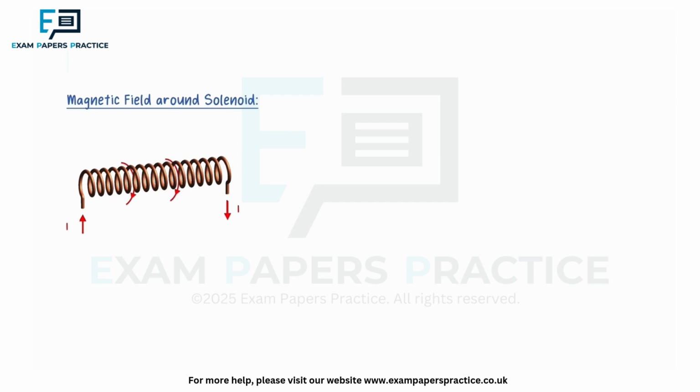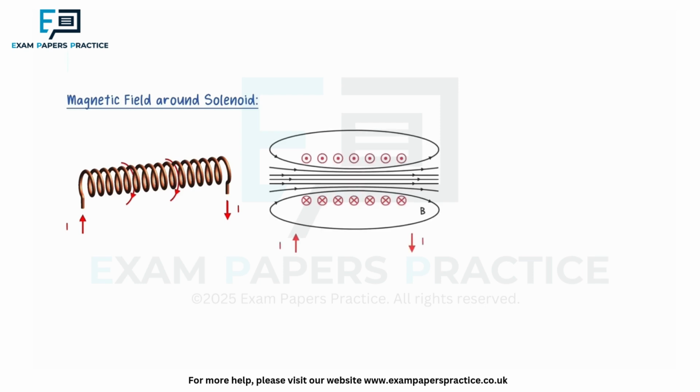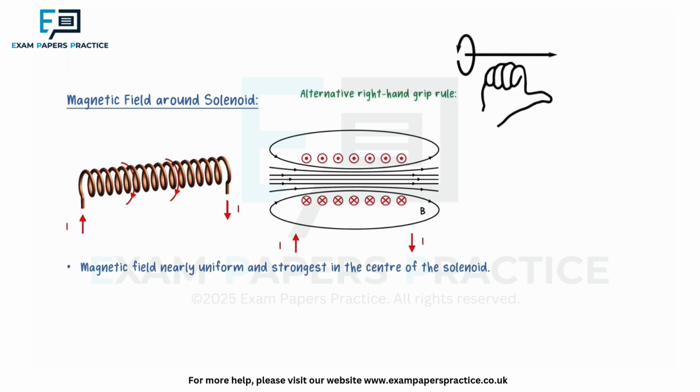If we look at a side view of the solenoid, where the current comes in from the left and exits on the right, we will see a nearly uniform field that is concentrated in the center of a solenoid and a field that is weaker on the outside. We can use this alternative version of the right-hand grip rule to find the direction of the magnetic field around both a circular loop and a solenoid.